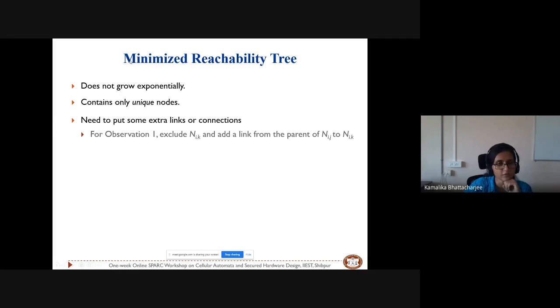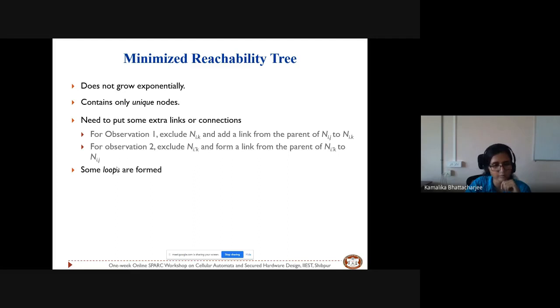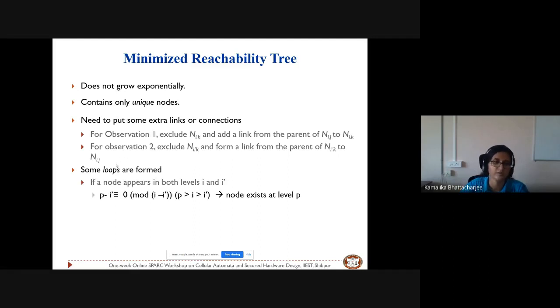So, for example, for observation 1, we can exclude I.k and add a link from the parent of I.j to I.k. For observation 2 also, we can exclude the later node and form a link from the parent of I.k to I.j. So some loops will be formed. From these loops, what can we identify? Suppose we have a node that appears in both levels I and I dash. In that case, we have got a loop.